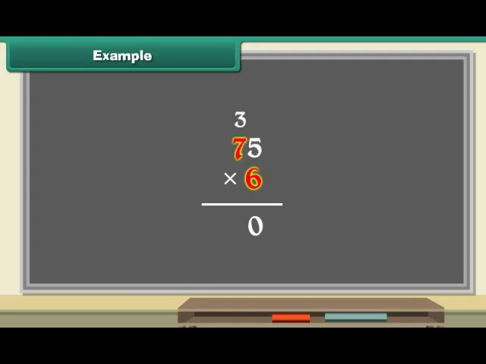Multiply 7 by 6. 7 sixes are 42. Add 42 and 3. Write 45 below 7. The answer is 450.